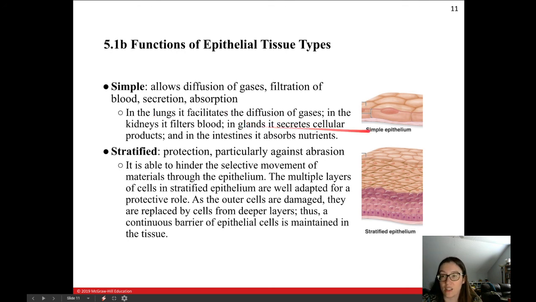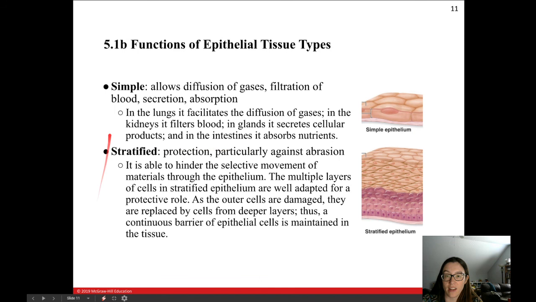In glands, it secretes cellular products, right? A lot of our glands are only one layer thick, and we'll talk about those in a little bit. And then in the intestines, we have our simple columnar epithelium, and usually it has microvilli to help increase the surface area for absorption, and it's going to help absorb nutrients.